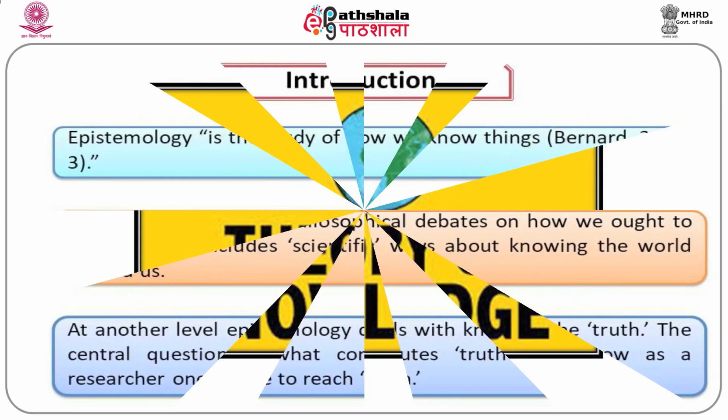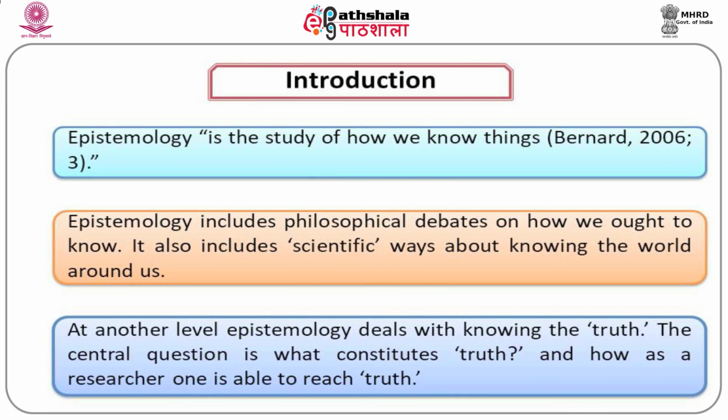Further, epistemology is the study of how we know things. Epistemology includes philosophical debates on how we ought to know. It also includes scientific ways of knowing the world around us. At another level, epistemology deals with knowing the truth, that is, what is true. The central question is, what constitutes truth, and how, as a researcher, one is able to reach truth.